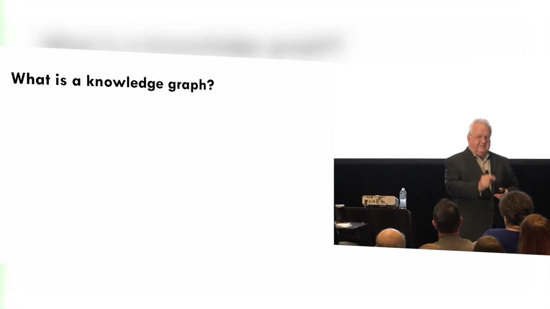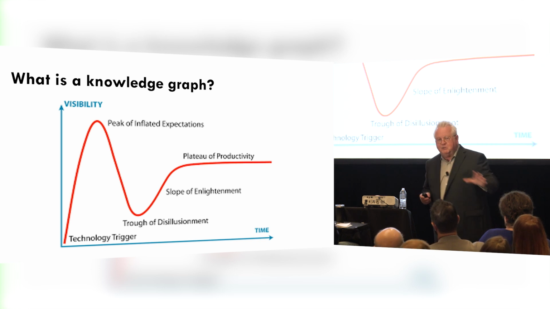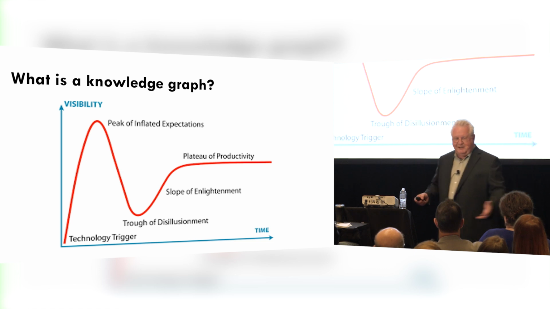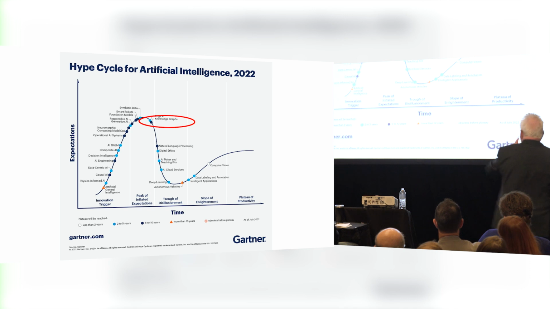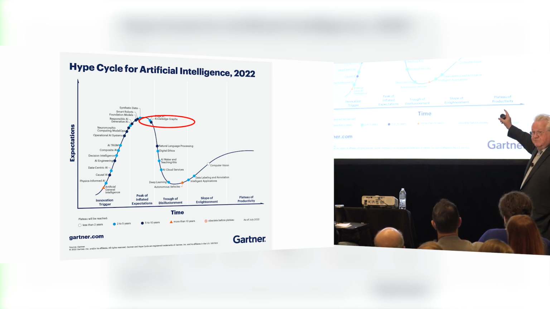I can't do a full treatment of what a knowledge graph is, but I want to get a few of the essences of what a knowledge graph is. But before you even know that, you should know, even if you don't know what it is, that it's being hyped right now. And anything that's being hyped, you know, this is the Gartner hype cycle. This is not the hype cycle of knowledge graphs. This is the hype cycle of artificial intelligence.